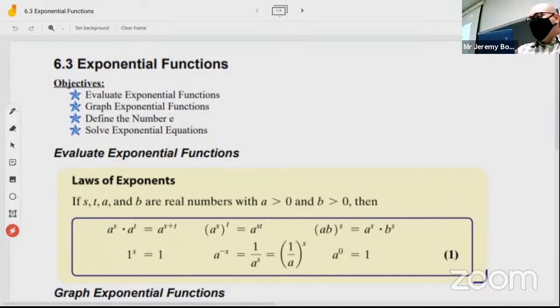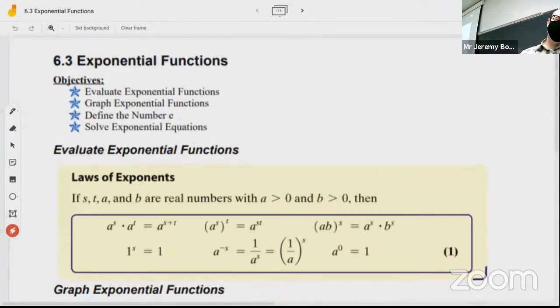We're going to talk about the number e, which is Euler's number. And then we're going to learn how to solve exponential equations. Those are really neat just because when you first see one, it's like, how the heck do I do this? But it's really not that bad once we get going.